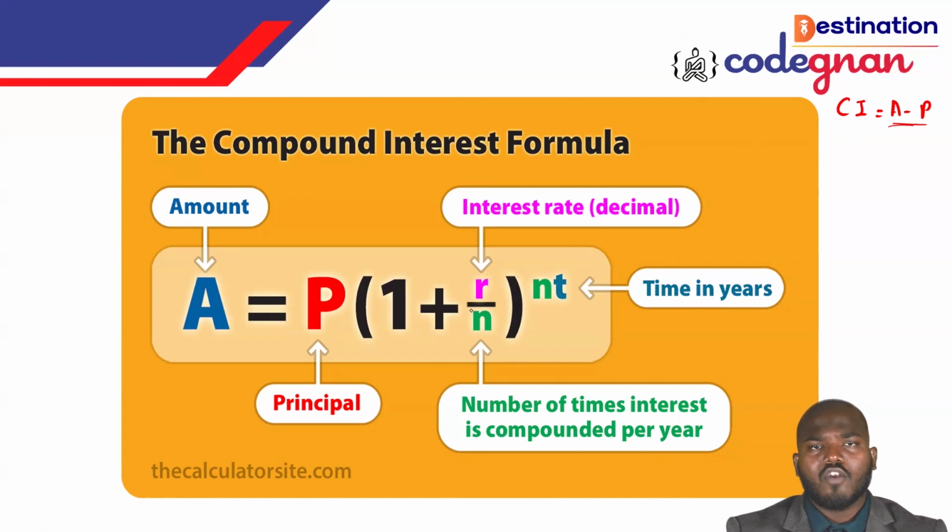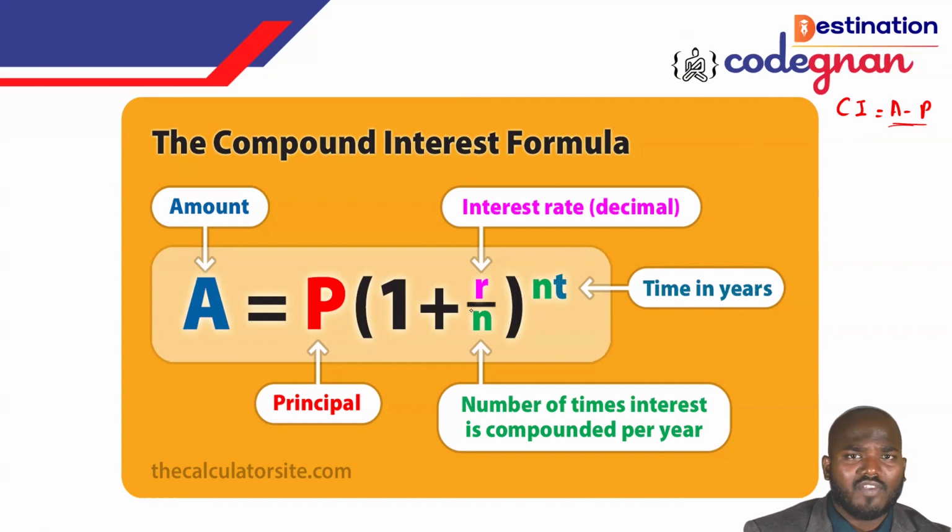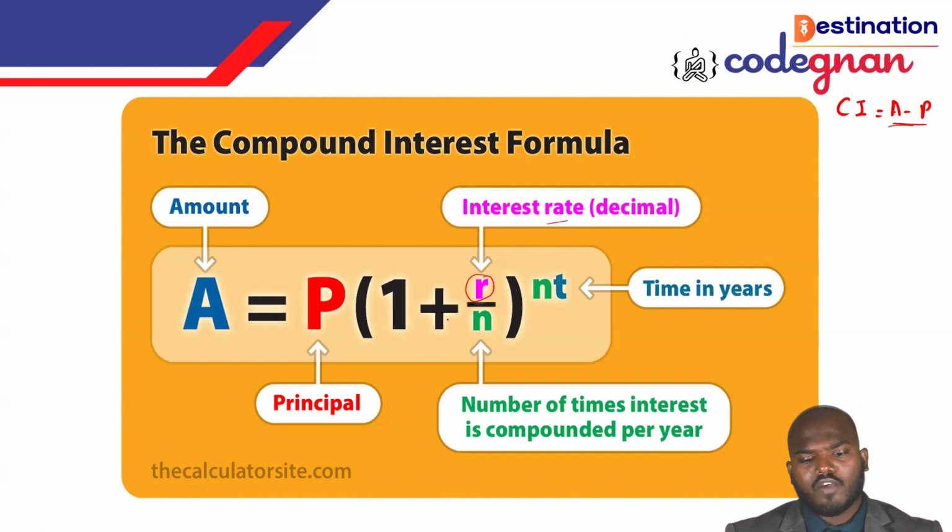The amount formula is A = P(1 + R/N)^(NT). Here R is the interest rate percentage, T indicates the number of years, and N indicates how many times the compounding happens in a year, that is, the number of times the interest is compounded.